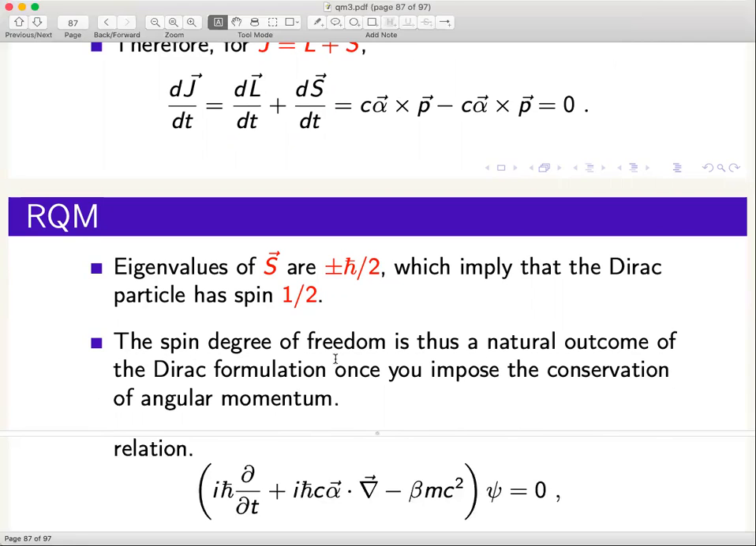Contrast this with what we did in, say, the Schrodinger equation. In the case of the Schrodinger equation, we introduced the Pauli spinor by hand. You could have chosen not to introduce the Pauli spinor. For example, when you study, say, a harmonic oscillator or even the hydrogen atom, you don't write a Pauli spinor.